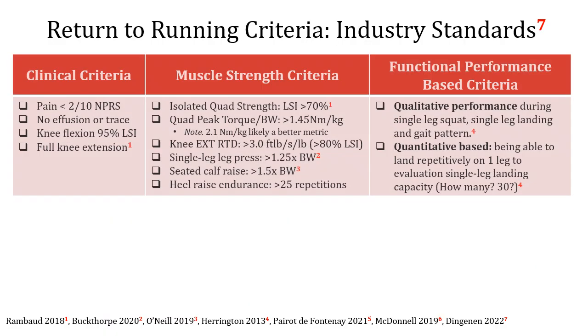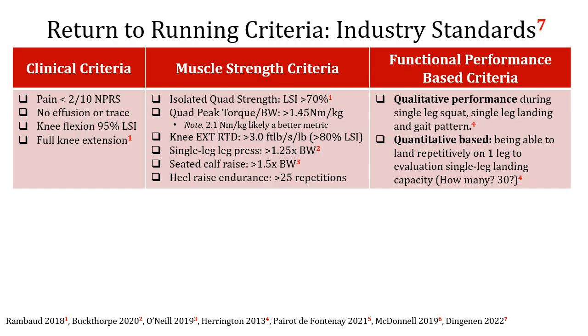So in summary, return to running criteria, the industry standards. This is a little bit more robust than what I presented in summary from the Rambaud article 2018. So pulling together multiple resources here. So the clinical criteria, pain should be less than 2 out of 10. It really shouldn't be present.